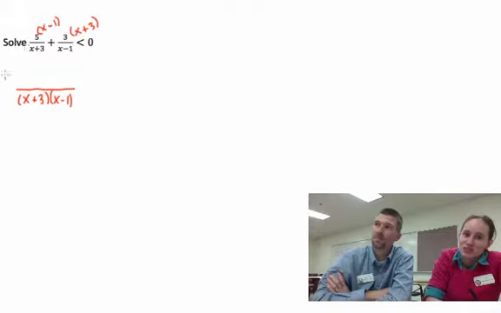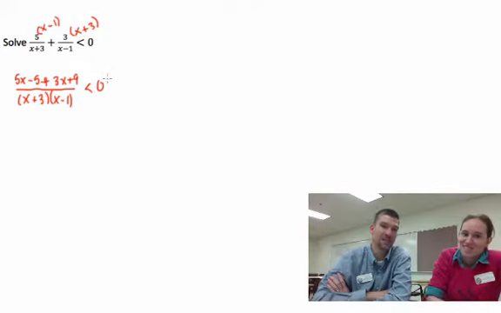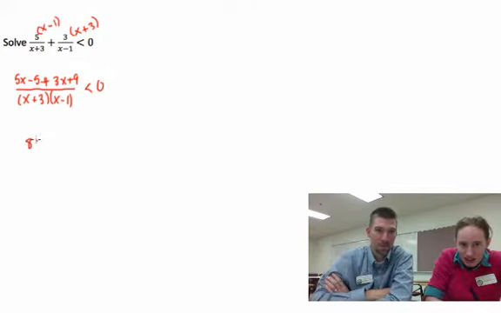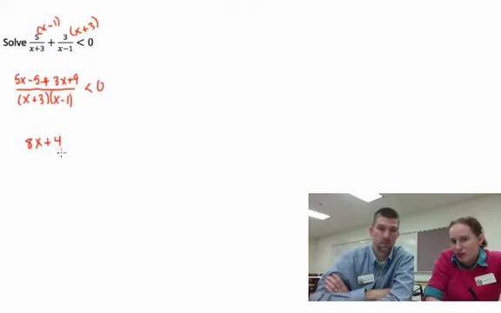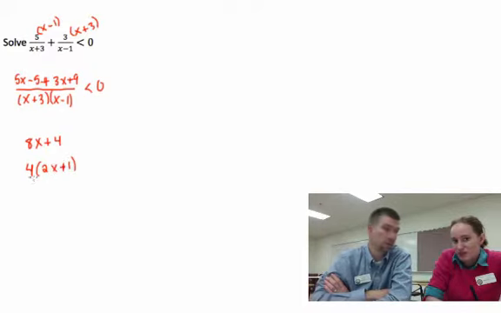Distribute here. 5x minus 5. And then 3x plus 3. Plus 9? Can we distribute the 9? Yes. That's what I said. So 5x plus 3x is 8x. Negative 5 plus 9 is positive 4. We could factor out a 4 here. It's not really necessarily going to help us out much. No, but it's doable. Yeah.